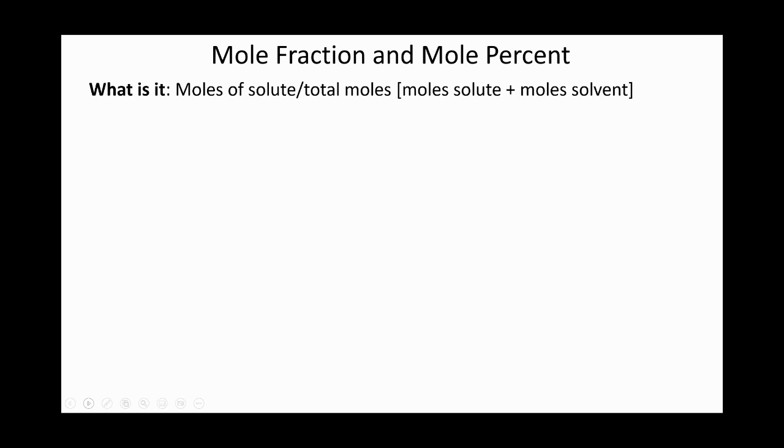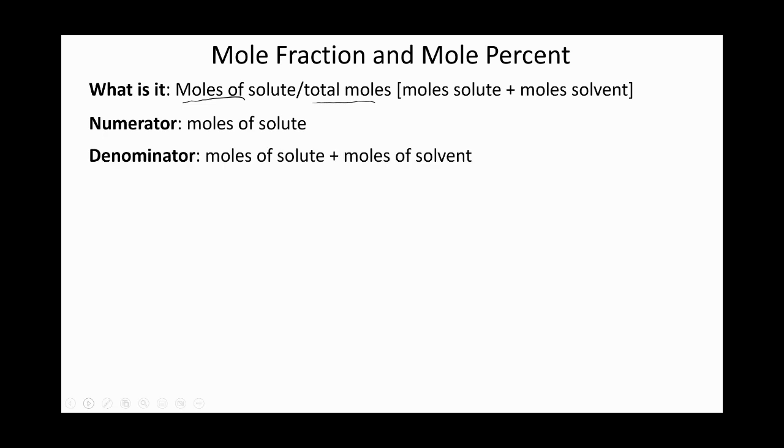Here, instead of grams, as we did with our mass percents, we're looking at moles of solute divided by the total number of moles, where the total number of moles is the moles of any solute or solutes you have in solution, plus the moles of solvent. So in the numerator, we have moles of solute, and in the denominator, we have the total amount of moles: moles of solute, or solutes if that's pertinent, plus the moles of solvent, everything added together.